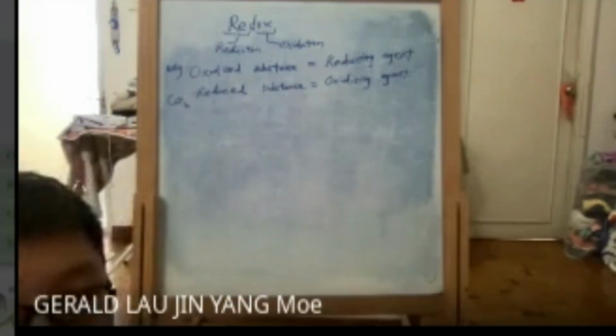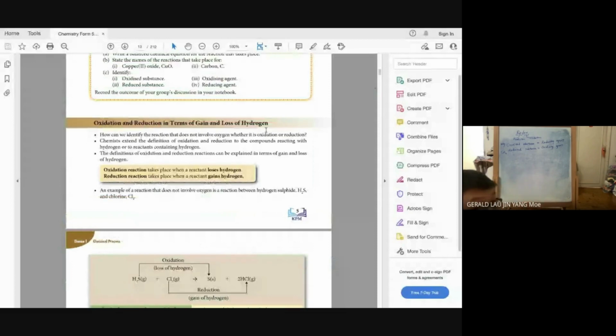Okay, can you understand? Okay, the second type is in terms of gain and loss of hydrogen. Hydrogen is the opposite of oxygen. For oxidation, they gain the oxygen, but they lose the hydrogen. Reduction is also the opposite: it will lose oxygen, and it will gain hydrogen.